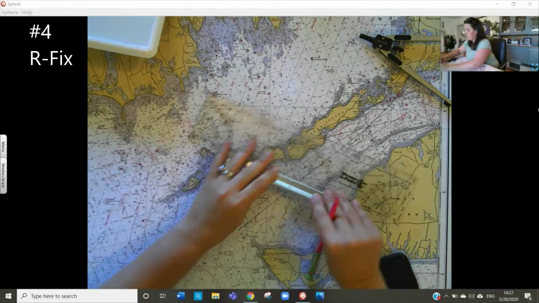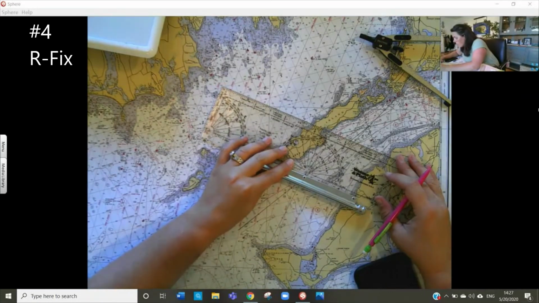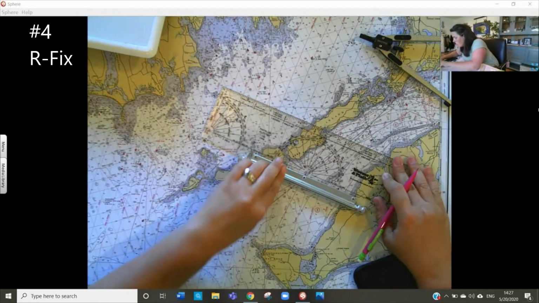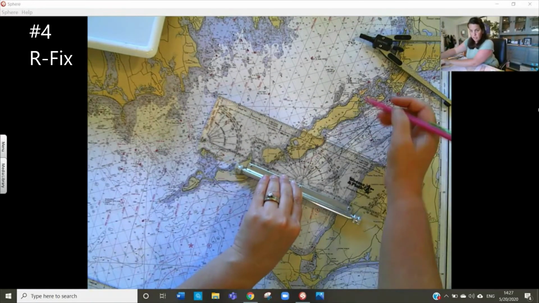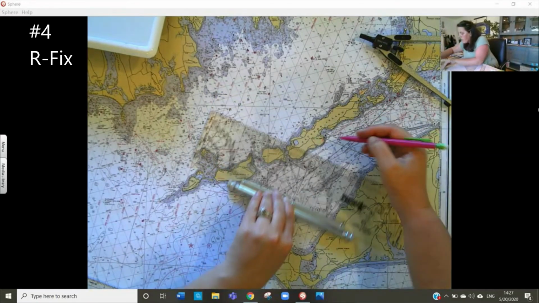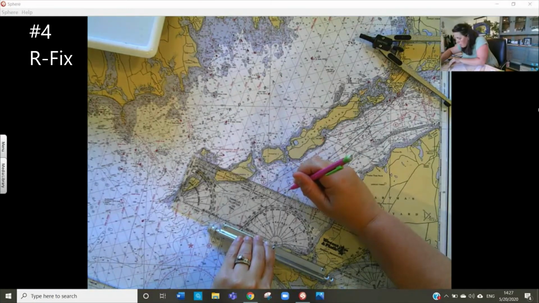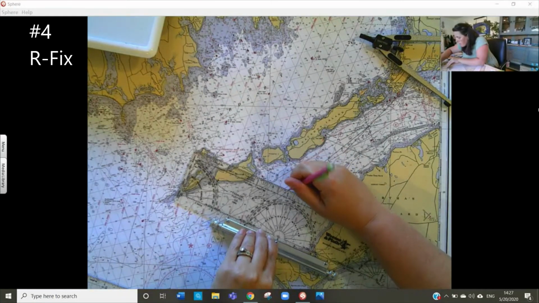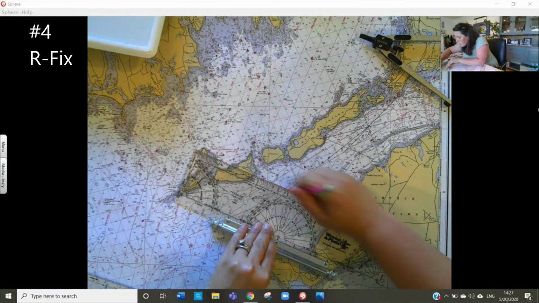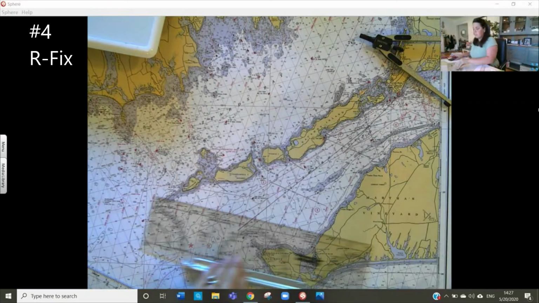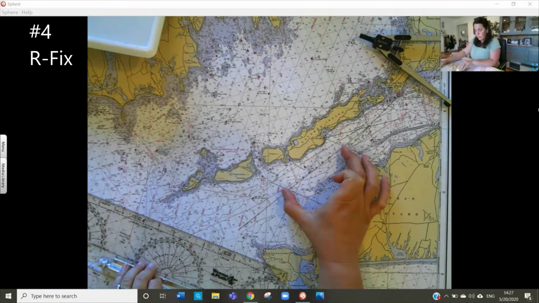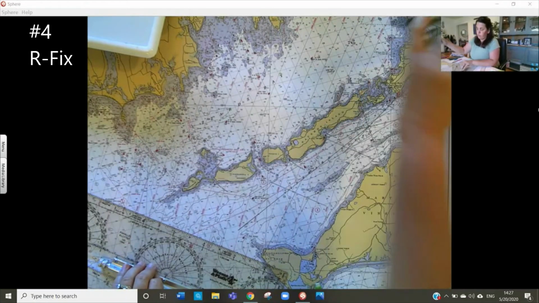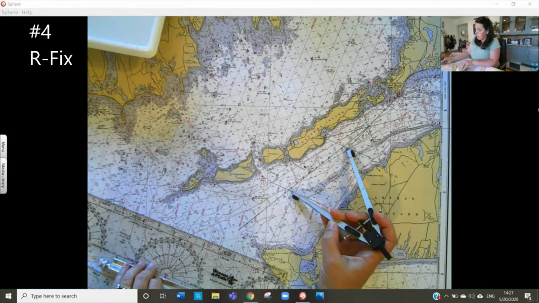Use the roll plotter and make it easy. So that is the LOP that I'm paralleling. I'm paralleling it to when it hits that mark that I just made. Okay, so I advanced this by 4 hours or 4.3 nautical miles.